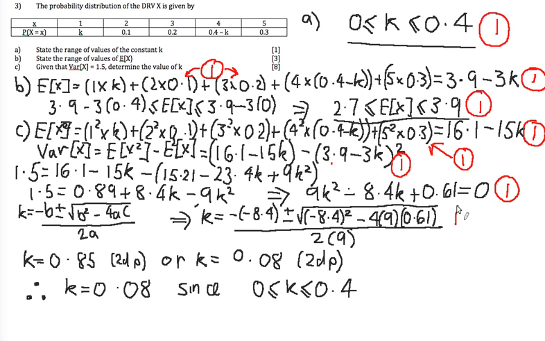1 mark is then given for the correct substitution into the quadratic formula, so demonstrating that you understood that you had to use a quadratic formula and are able to use a quadratic formula. 1 mark is then given for each of the potential values of k down the bottom here, so k is equal to 0.85 or 0.08. Must be accurate answers rounded to 2 decimal places. If your answer rounds to 2 decimal places, you can award yourself that. And then finally, as I said, you get 1 mark if you have communicated effectively that k is equal to 0.08, because it lies in this range. All of these then add up to give you a total of 12 marks. Excellent. I hope you understood that all.